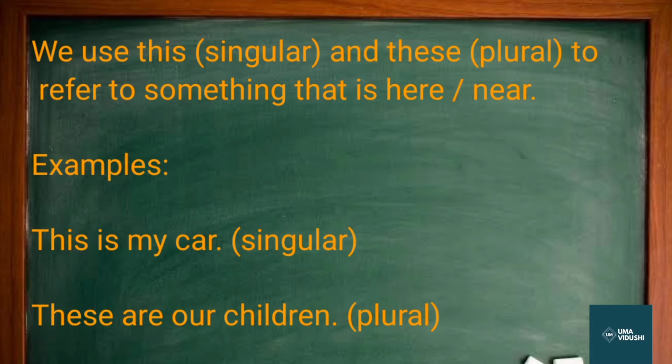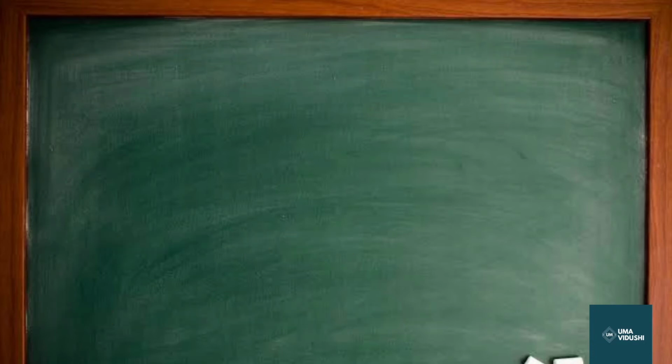Here car is singular and this pronoun is used for pointing out a car. These are our children. In this sentence, the pronoun these is used to point out children.